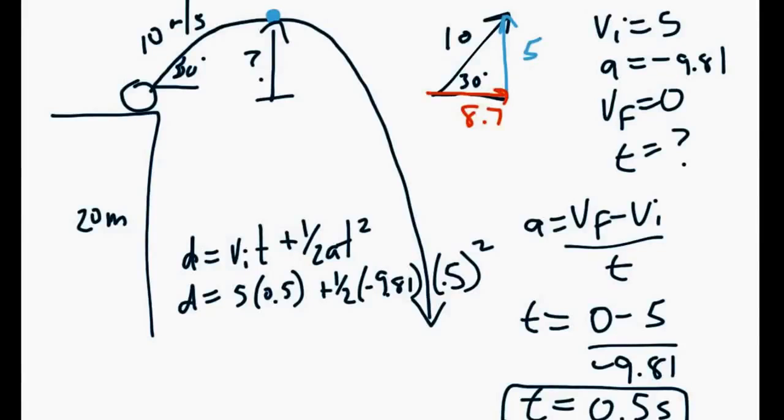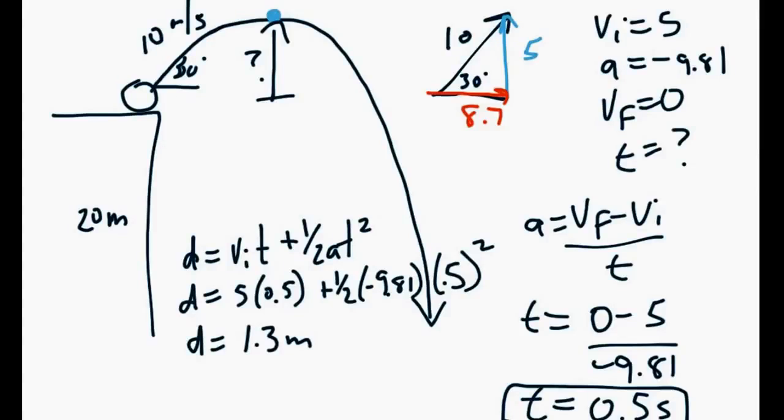Okay, we don't have to worry about the, oh, sorry, I messed up on that one. Let me just double check that again. So we'd have 0.5 times negative 9.81, I forgot the negative, times 0.5 squared, and then add that to 5 times 0.5, so I get an answer of positive 1.27, or 1.3. So that means we went up 1.3 meters off the top of the cliff.